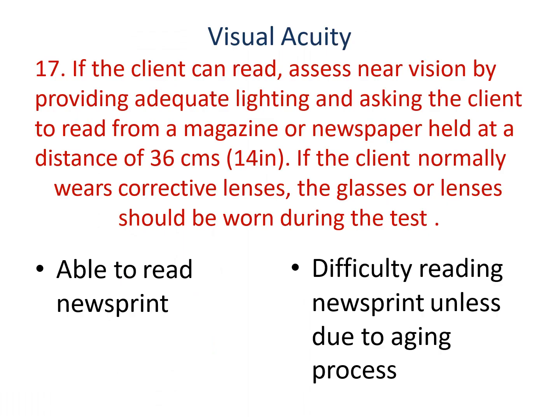Visual acuity can also be assessed via the near vision. So you ask the ability to read. Assess the near vision by providing adequate lighting and asking the client to read from a magazine, a newspaper, or a book held at a distance of 14 inches from the eyes. If the client normally wears corrective lenses, the glasses or lenses should be worn during the test.